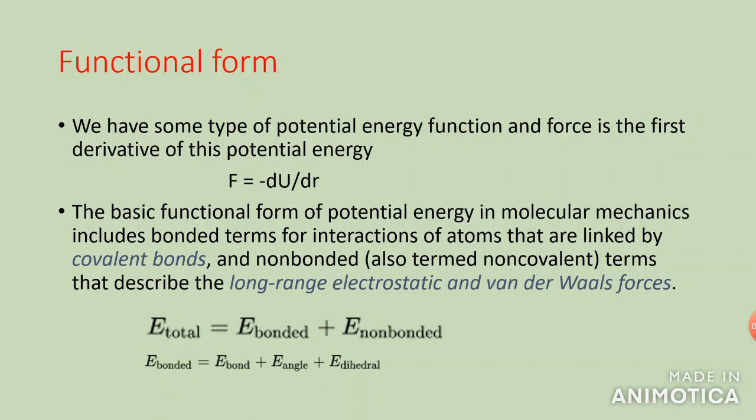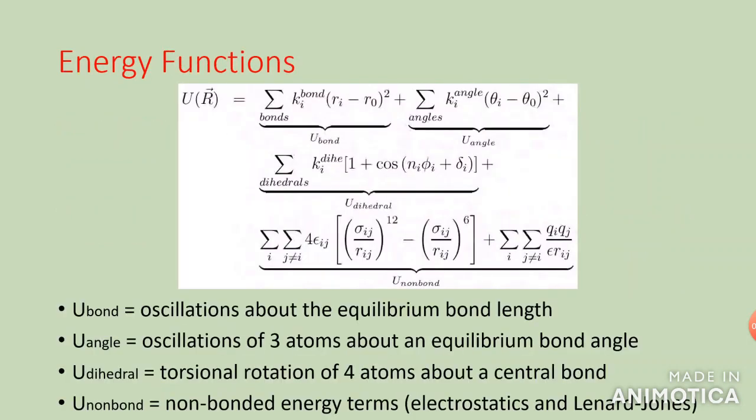this bonded term energy is basically the sum of three types of energies. One is the bond stretching, second is the bond angle, third is the dihedral angle, and the non-bonded energy comes from two terms, one from the electrostatic interaction energy and the second is the van der Waals energy.